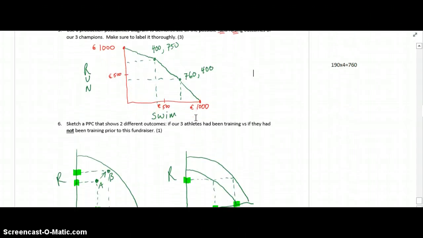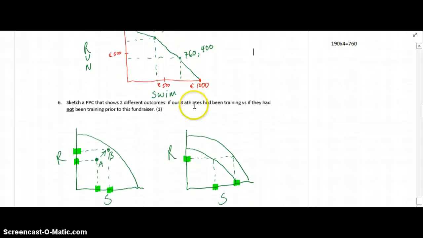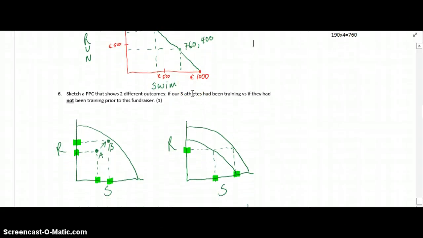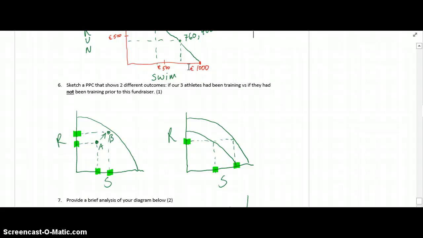Okay, so make sure you plot in those intermediate points. It's really the important part of the PPC. Okay, for number 6, I anticipated two responses. I think one of you did this over to the left, and then most of you didn't do this very well, but a few of you tried this option over to the right.